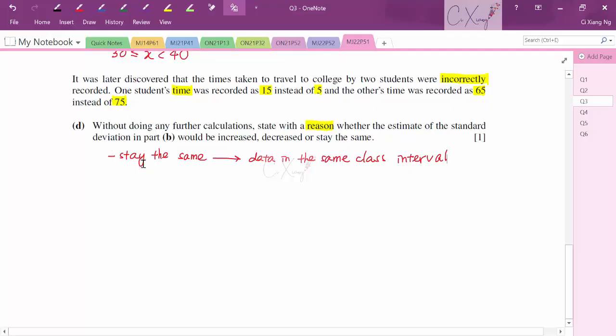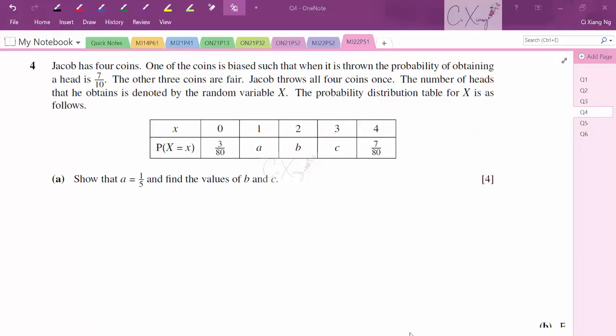Okay, so this is how we solve this question. Then question number 4. Jacob has 4 coins, and one of the coins is biased, such that when it is thrown, the probability of obtaining a head is 7/10. The other 3 coins are fair. Jacob throws all the 4 coins once. The number of heads that he obtains is denoted by the random variable X.